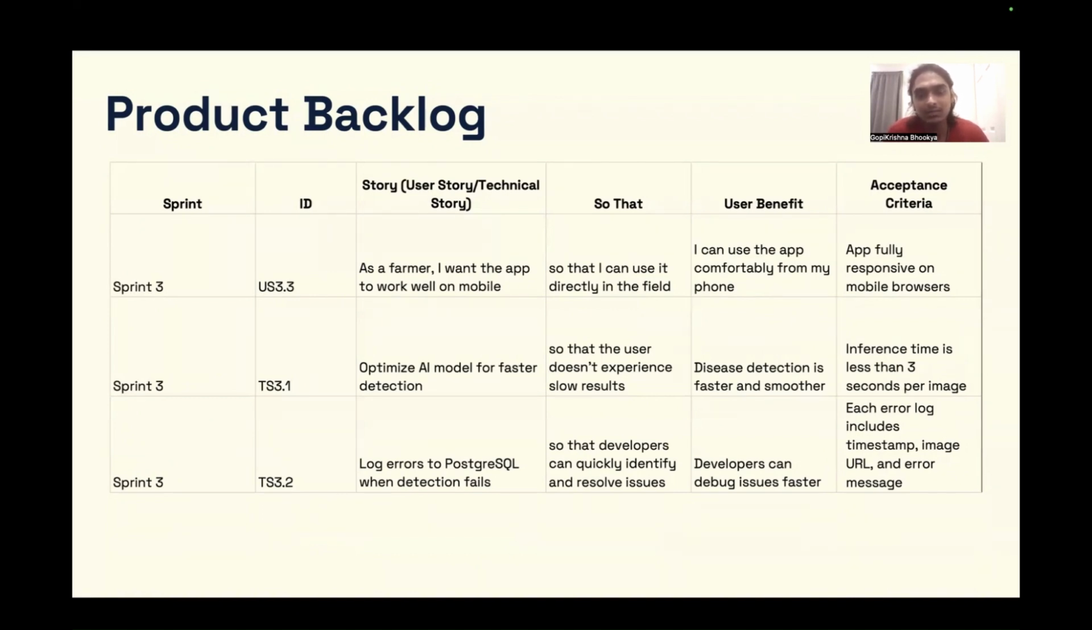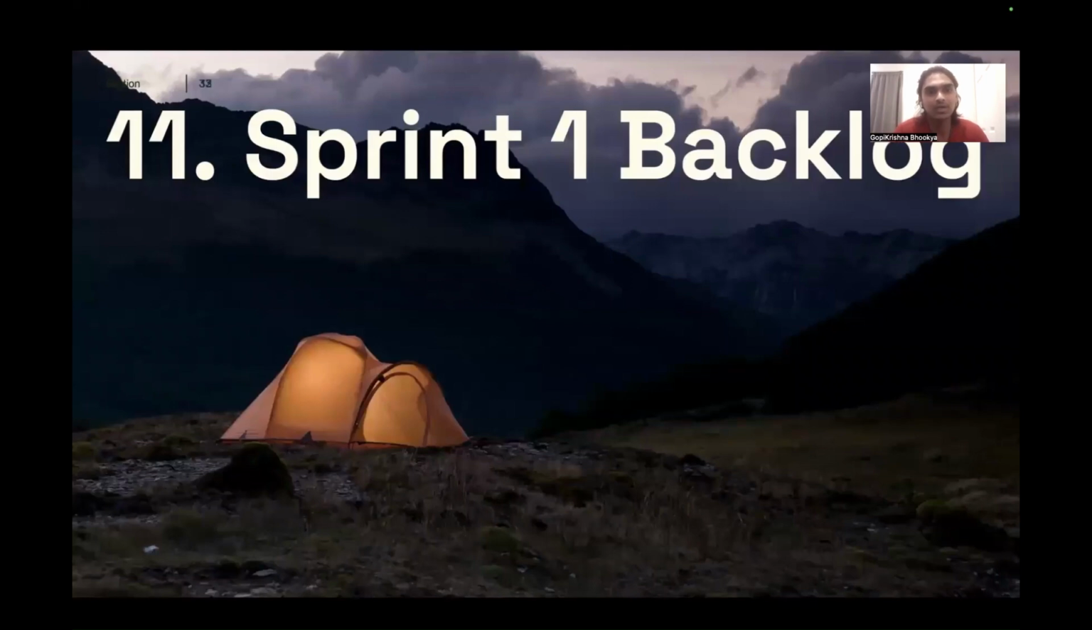From the technical perspective, we optimized the AI model for faster processing, reducing the detection time to under 3 seconds per image. Additionally, we set up AI error logging in SQL to help developers quickly address any issue. Overall, the product backlog has been structured to keep the farmers' needs in focus while maintaining steady technical improvements. It is also balancing functionality and performance to build something truly impactful. So this is from my end, guys. Now Nikita will take you forward.